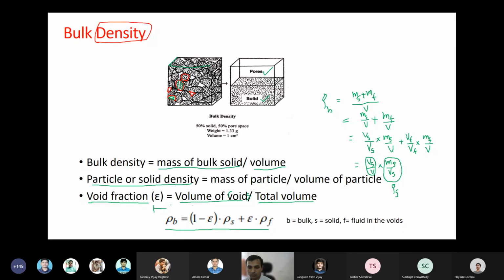So if you say 1 minus epsilon, what will come? Definitely the solids volume by the total volume. So that's why it will be 1 minus epsilon into rho s. And the volume of fluid in the voids is nothing but the volume of voids by the total volume. So there will be epsilon, since Vf by V is epsilon. Mf by Vf will be the fluid density. That is the way the formula of bulk density comes.